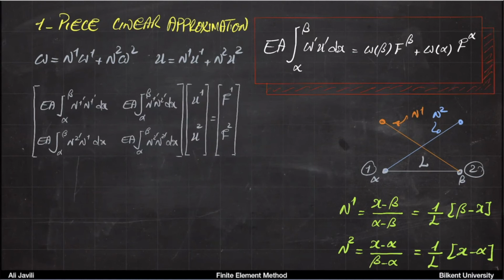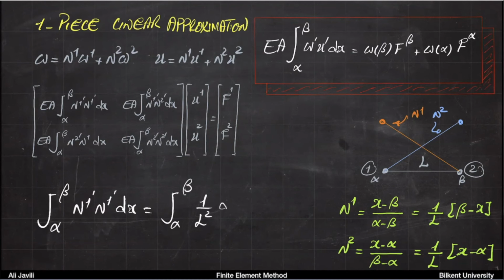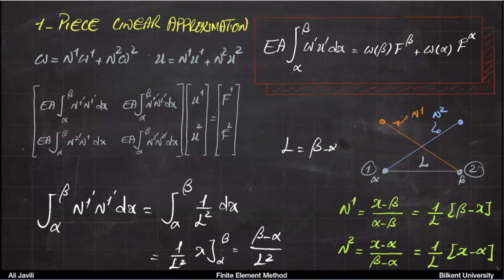So integral of N1 prime from alpha to beta is what? Any guess? So N1 prime is minus 1 over L. So minus 1 over L times minus 1 over L, that is 1 over L squared. So it's basically integral from alpha to beta of 1 over L squared dx, which would give you 1 over L squared, x from alpha to beta, which is beta minus alpha divided by L squared. But remember, the length L was actually beta minus alpha. So this is 1 over L. Okay, so each of these integral terms, it just happens that they are 1 over L. And maybe they remind you of something.